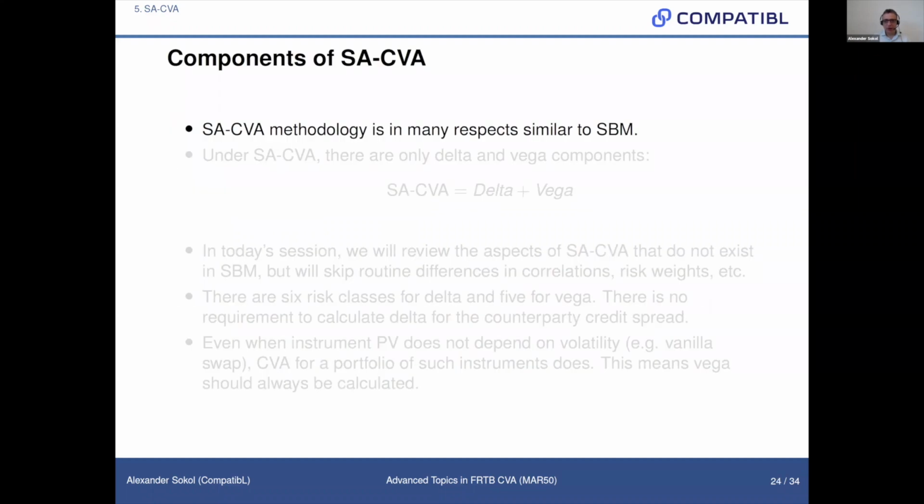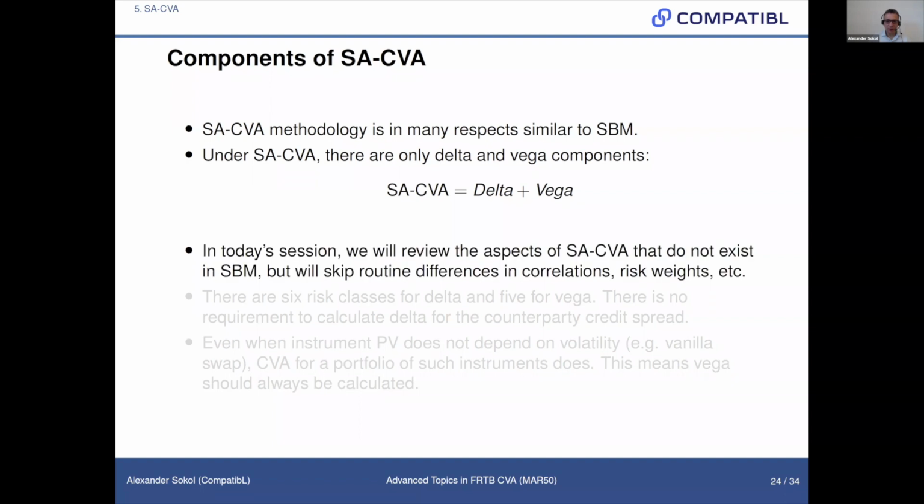Standardized CVA methodology is in many respects similar to the sensitivities-based method, right? So in standardized for the trading book, you have sensitivities-based method, you have default risk charge, and you have the residual risk add-on. Well, here we're just talking about sensitivities-based method, and furthermore, we don't have curvature. The reason we don't have curvature, as we'll talk in a moment, is because CVA is computationally intensive, and the regulators, and we are thankful for that, try to reduce the number of times we have to compute CVA. So we will review only the aspects of standardized for CVA that do not exist in SBM, but we'll skip routine differences in correlation, risk weights, etc.